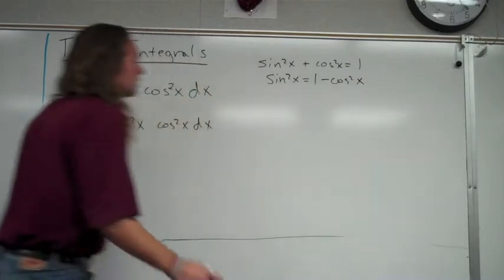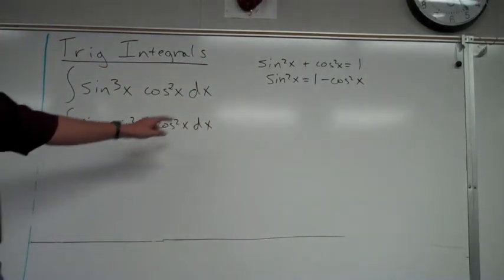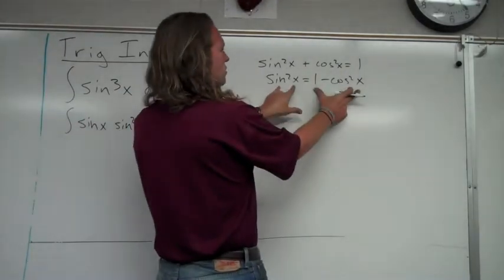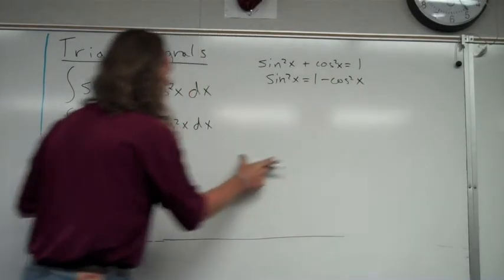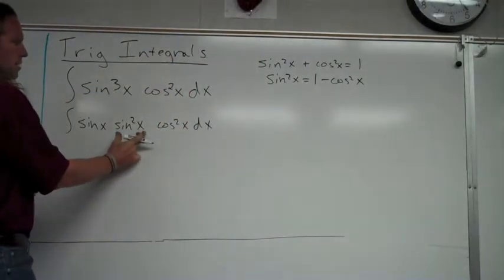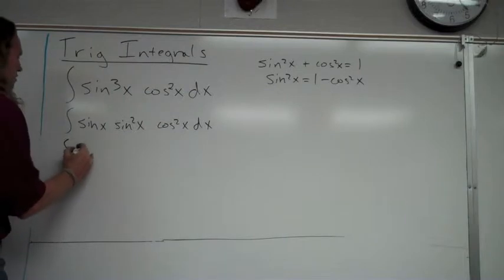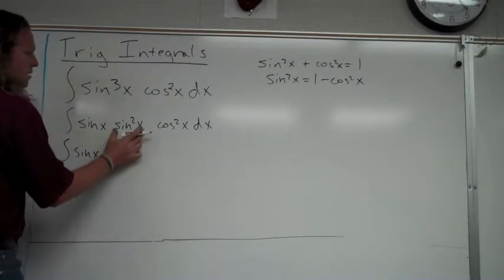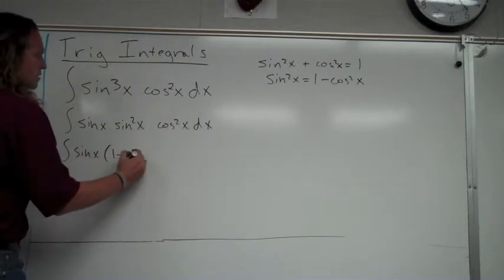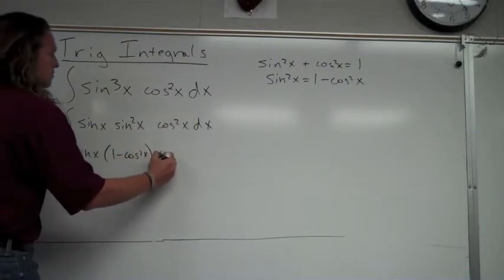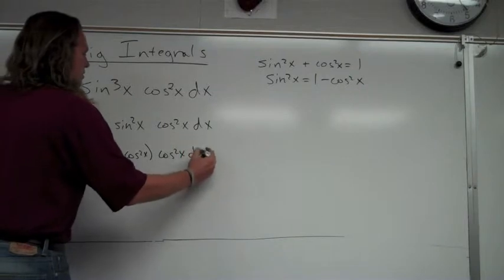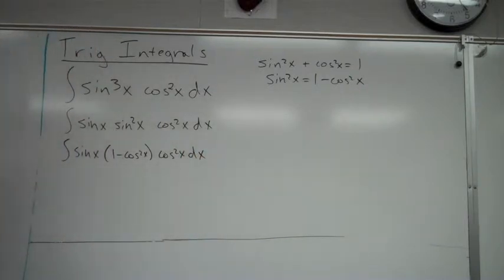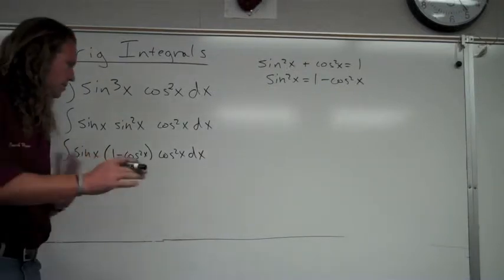Okay. So since sine squared x is the same thing as 1 minus cosine squared x, I'm going to take 1 minus cosine squared x and substitute it in where I see sine squared x. So again, instead of writing sine squared x, I'm writing that 1 minus cosine squared x. Okay. So now notice the sine only has an exponent of 1, and I'm left with cosines as well.